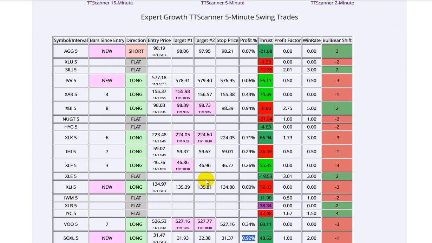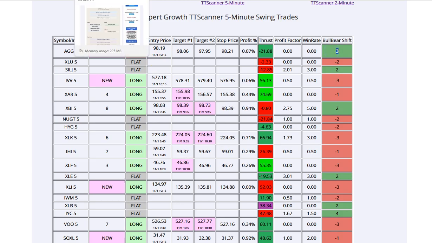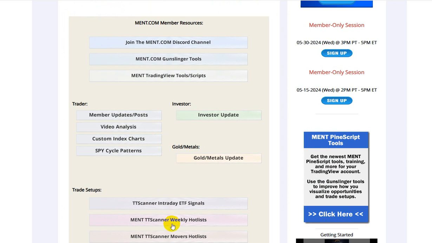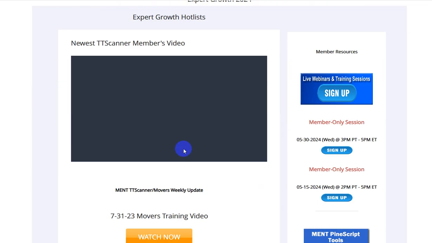So what you're looking for here, particularly in this list, is you're going to be watching the bull bear shift. And this is going to happen every new bar. If it stays the same for 2 or 3 bars, then it won't show any change. But this is the last move, the last shift. And this is part of the bull bear ranking. So I guess the smartest way for me to do this is to come back over here and show you the weekly hot list. So I can go back and forth.